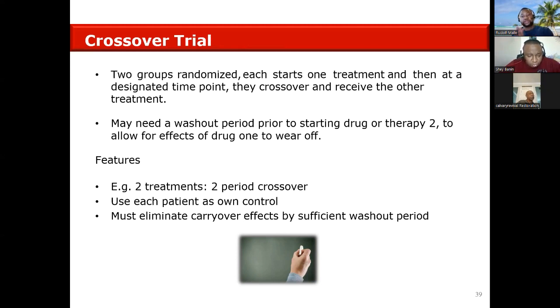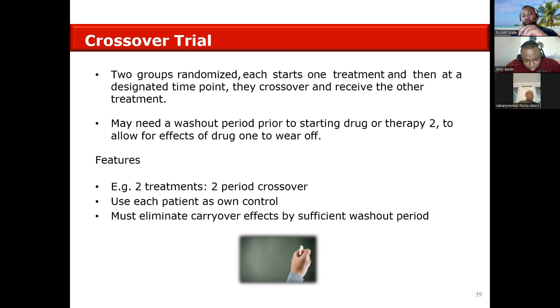Now, when they cross over to the next therapy, the new study may be that they have a new drug that they're going to be starting. But what are some of the things that are involved? It means that they have 2 treatments. They have 2 treatment periods, and of course, each patient has their own control of either moving into a new study or not.